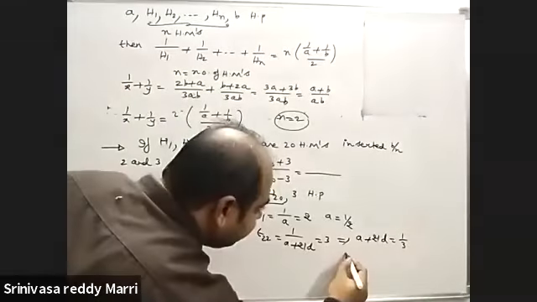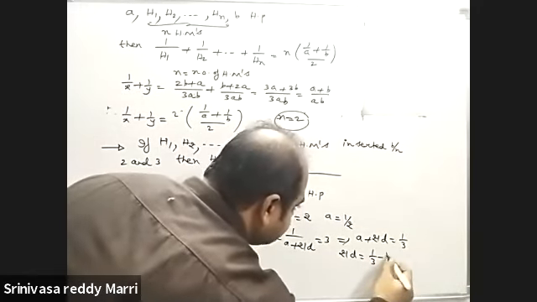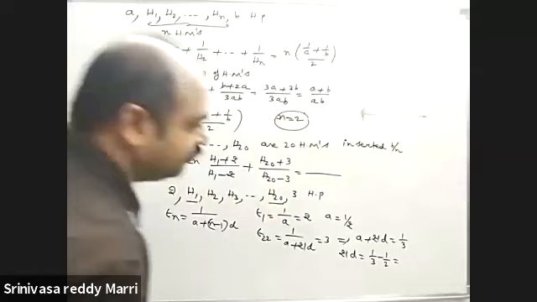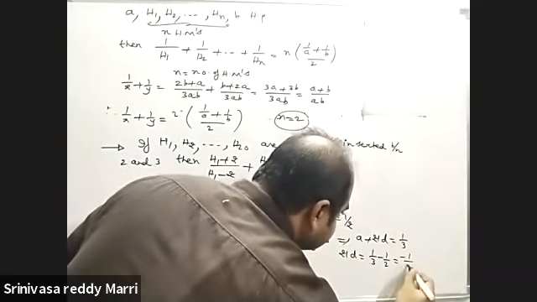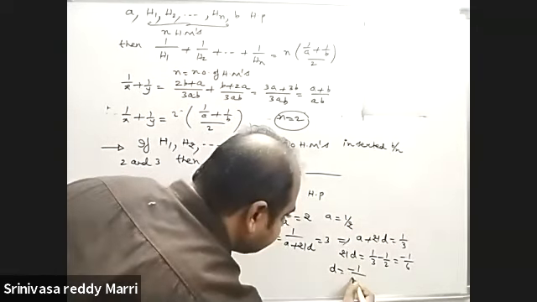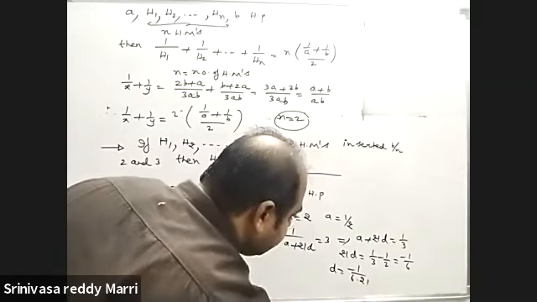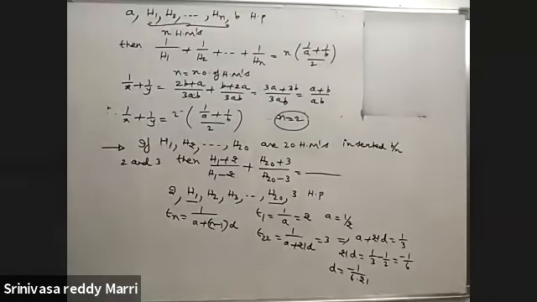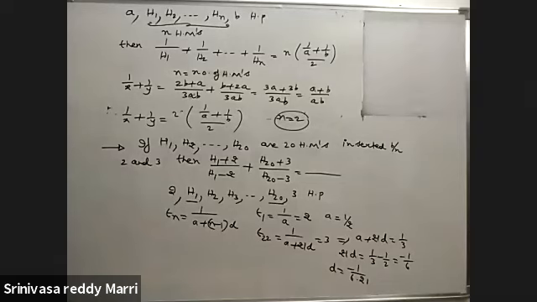So 21d equal to 1 by 3 minus 1 by 2. So that means you will get 2 minus 3 by 6, minus 1 by 6. So d is nothing but minus 1 by 6 into 21. Now you got A and D. So now you can calculate any term.